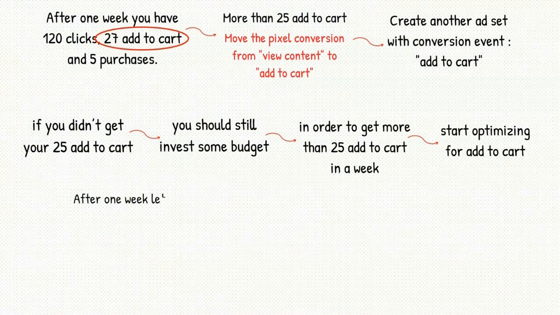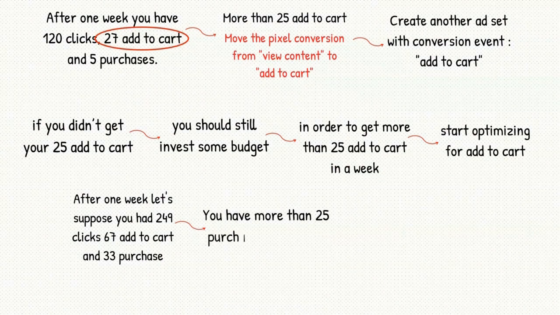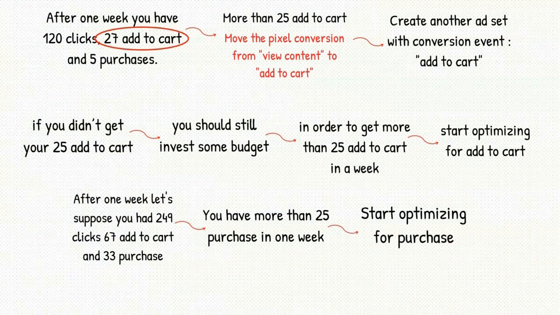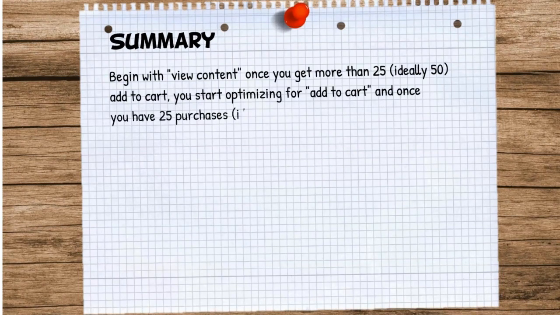So now let's say you are optimizing for add to cart, and after 1 week, let's suppose you had 249 clicks, 67 add to cart, and 33 purchases. Now you have more than 25 purchases in 1 week, and you could start optimizing for purchase. So let's sum up everything. Begin with view content. Once you get more than 25, ideally 50 add to cart, you can start optimizing for add to cart. And once you have 25 purchases, ideally 50 purchases, you start optimizing for purchase.